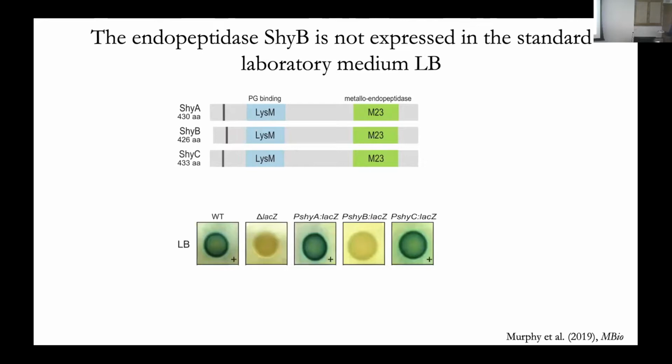You put these cells on LB. This is a reporter construct for promoter activity. Blue means promoter is on, white means it's off. And you can see that ShyA and ShyC are constitutively expressed, and ShyB is completely off.